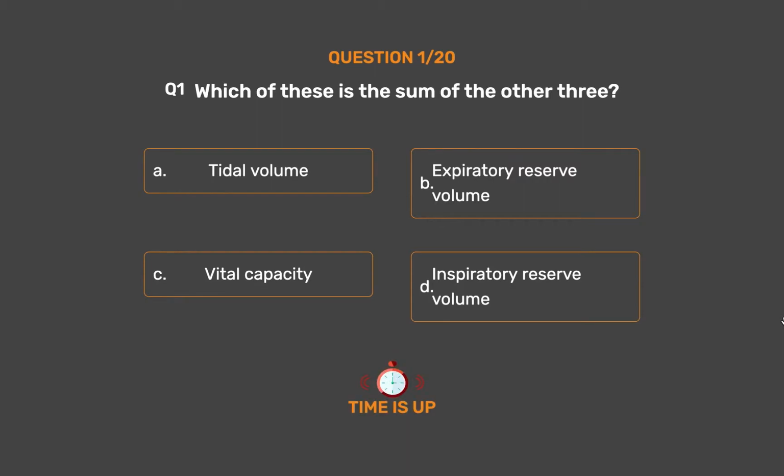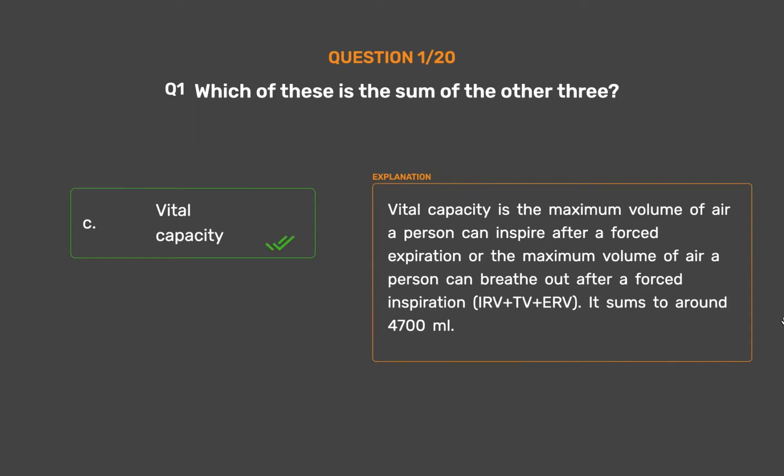The correct answer is option C. Vital capacity. Vital capacity is the maximum volume of air a person can inspire after a forced expiration or the maximum volume of air a person can breathe out after a forced inspiration. IRV plus TV plus ERV. It sums to around 4,700 milliliters.